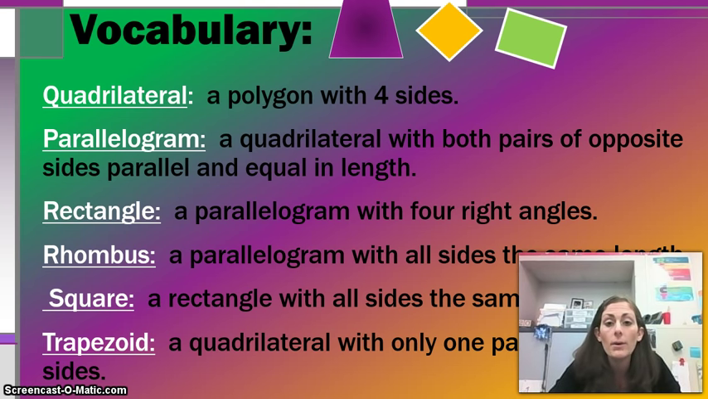A rectangle is a parallelogram with 4 right angles. A rhombus is a parallelogram with all sides the same length, or all sides congruent. A square is a rectangle with all sides the same length and 4 right angles. A trapezoid is a quadrilateral with only 1 pair of parallel sides. Once you get all those written down, go ahead and push play and go to the next slide.